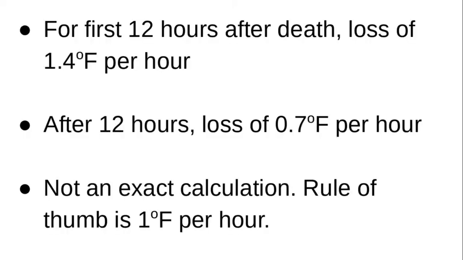Right, so here's our rule of thumb. And again, there's lots of things that are going to affect these numbers. For the first 12 hours after death, people tend to lose about 1.4 degrees per hour. After 12 hours, that's going to slow, right? Because your body temperature is now going to be down 60 to 70 degrees, and you're going to lose only 0.7 degrees Fahrenheit per hour. These are not exact calculations, and the rule of thumb that we're going to use and that forensic investigators use is that bodies lose about 1 degree per hour.